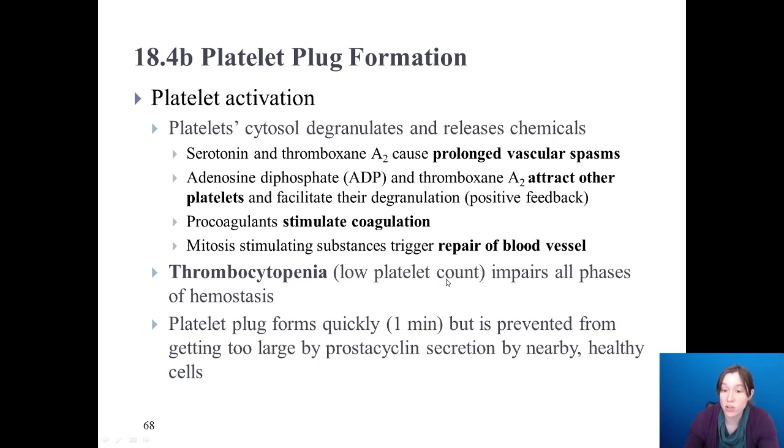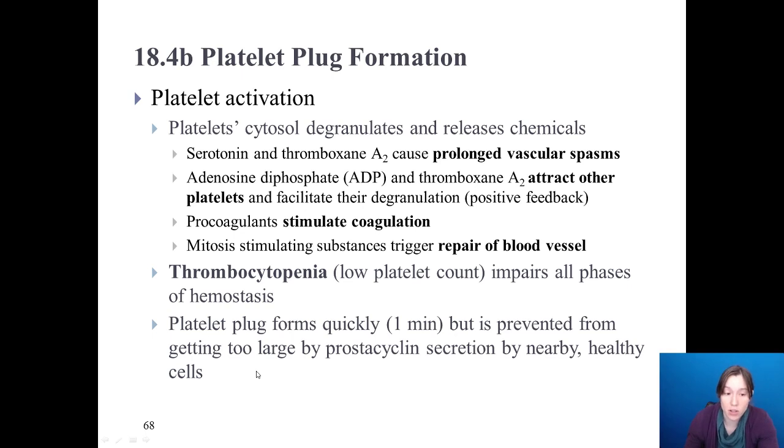And that actually impairs all phases of hemostasis, because remember, the second step is platelet plug formation, right? So obviously that's impaired if we don't have enough platelets. The first step is vascular spasm, and these platelets are going to sort of feed back and help increase the first step, which is vascular spasm. And then the third step is coagulation, and the platelets also, when they degranulate, release procoagulants that stimulate coagulation. So platelets are actually important for all three stages.